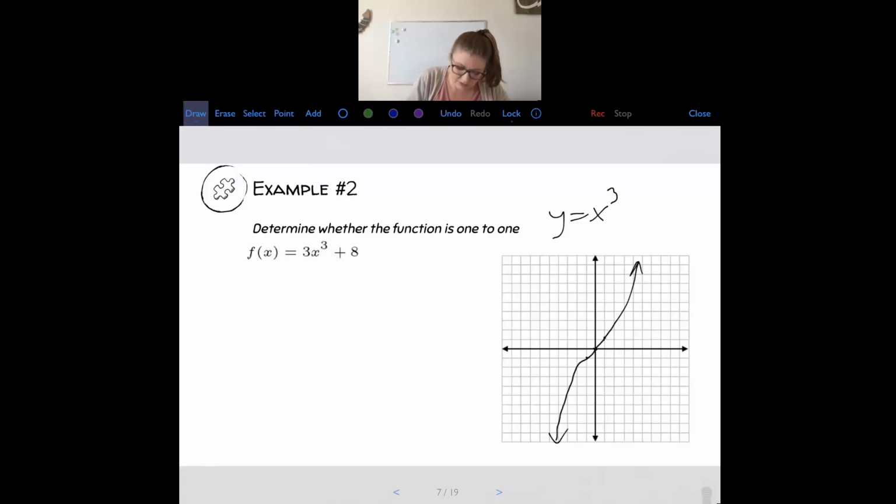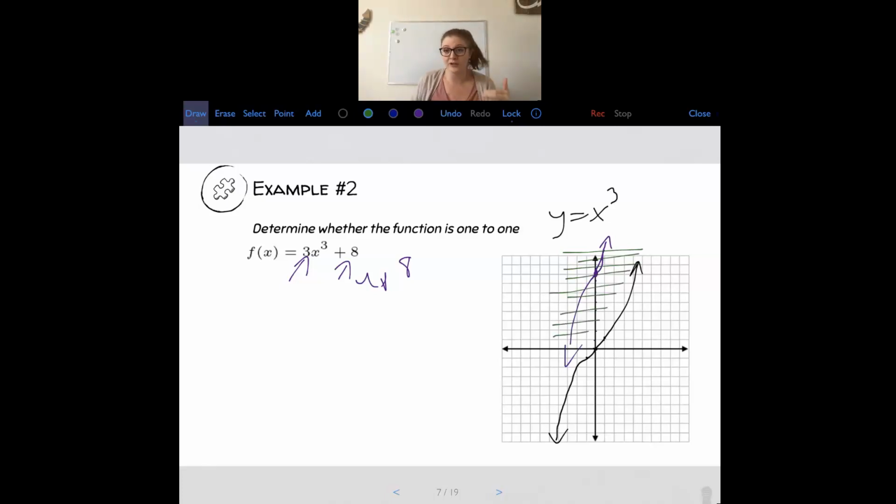Okay, so this plus 8 means that it goes up 8, and this 3 is a vertical stretch, which means that it's going to move away from the x-axis. So we can go up 8, 1, 2, 3, 4, 5, 6, 7, 8. Okay, and then it's going to be a little bit more scrunched towards the y-axis. Okay, so the purple is an estimation, and then if we draw horizontal lines, each horizontal line intersects the graph only once.